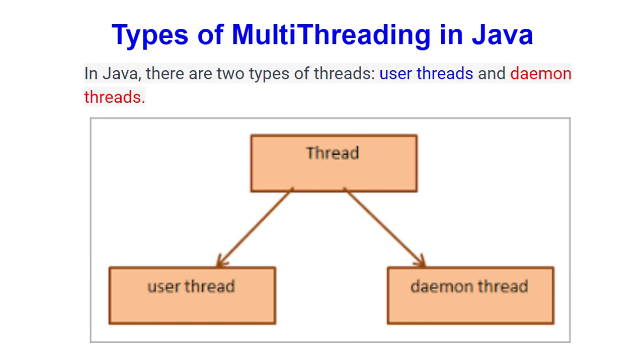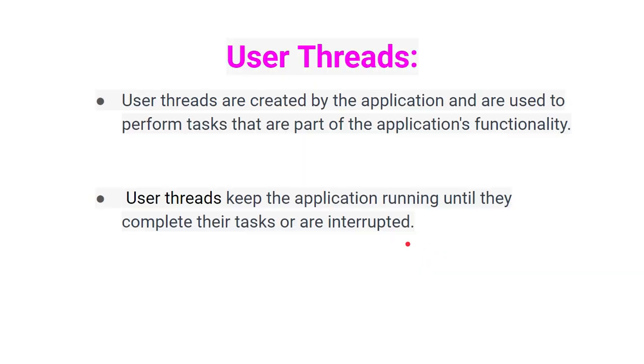Let's go and see here. So what are user threads? User threads are created by the application and used to perform tasks that are part of the application functionality. For example, we have created the run method and our own thread, that is a user thread. User threads keep the application running until they complete their task or are interrupted. So these keep our application running.